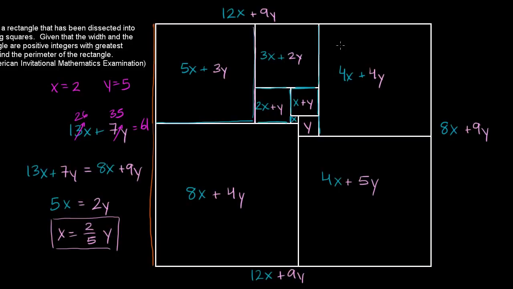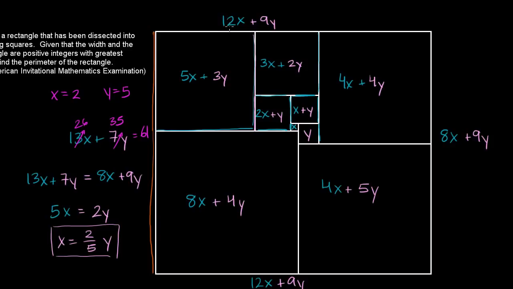And then when you look at its width, you have 12x, which is 24, plus 9y, y is 5, so plus 45. 24 plus 45 is what? That is 69, is equal to 69. And 61 and 69 do not share any common divisors other than 1. So it looks like we're done, or we're almost done. We know the dimensions of the rectangle. It is a 61 by 69 rectangle.